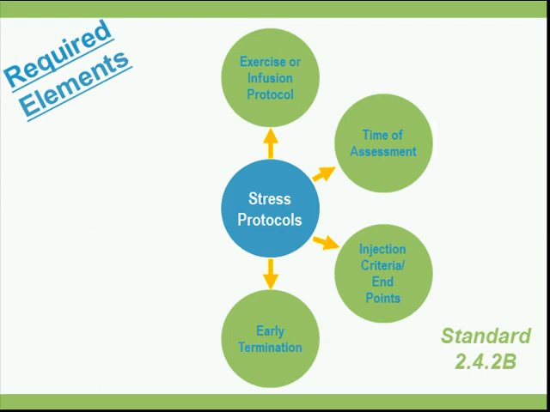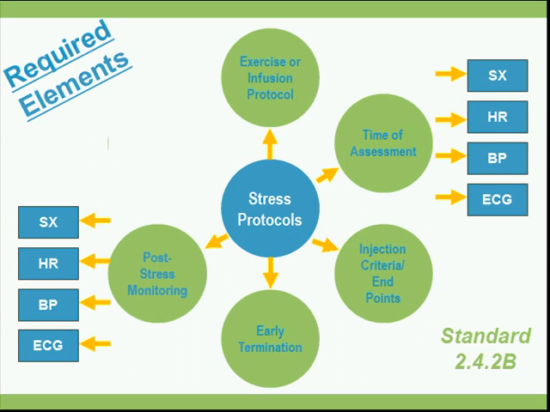Continuing, the exercise and pharmacologic stress protocols must state the reasons for early termination of the stress test, such as ST segment depression greater than 2 millimeters, ST segment elevation, near syncope, or ventricular tachycardia. For pharmacologic stress, examples of reasons for early termination or reversal of the drug could include severe hypertension or hypotension or development of a second or third degree heart block.